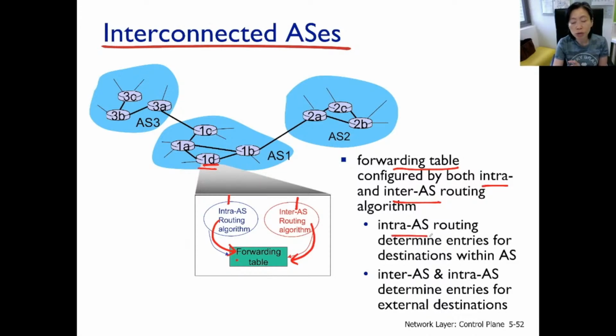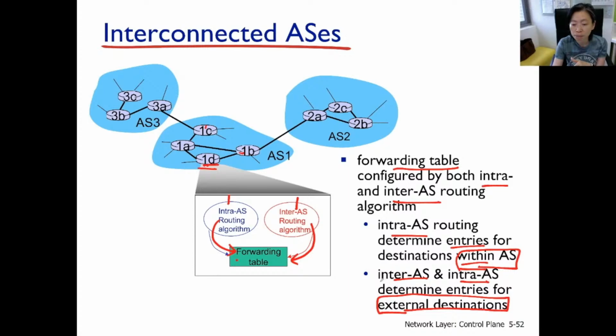The intra-AS routing determines the entries for destinations within the AS. And inter-AS determines entries for the external destinations. To be precise, the inter-AS determines which gateway router you should be passing the data to. But intra-AS will also be telling 1D, to go to that particular gateway router, what is the right way.